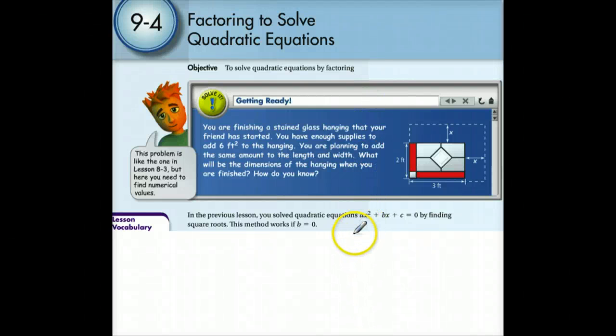Lesson 9-4, Factoring to Solve Quadratic Equations. Alright, so just like last lesson, we're still dealing with a quadratic equation, meaning there's an equal sign and zero.